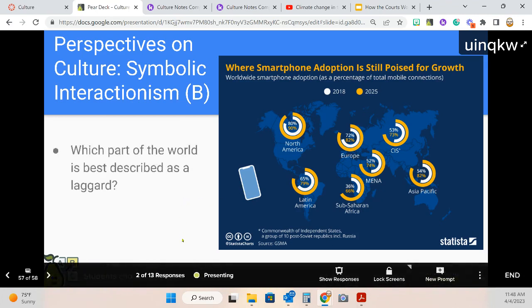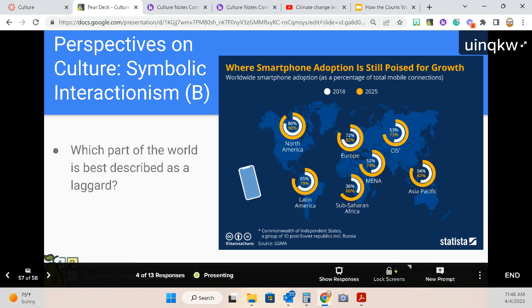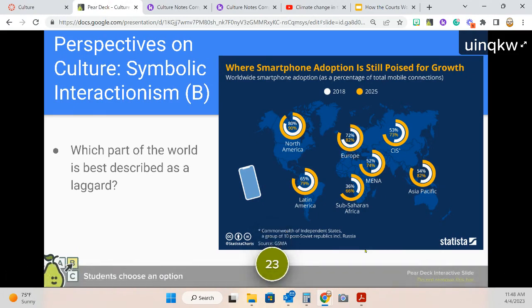Okay. And now finally, which part of the world would best be described as laggard? Again, I know laggard sounds derogatory. It's not my term. It's also not really meant to be derogatory in this sense. It's just the people who are the slowest to follow the trend.